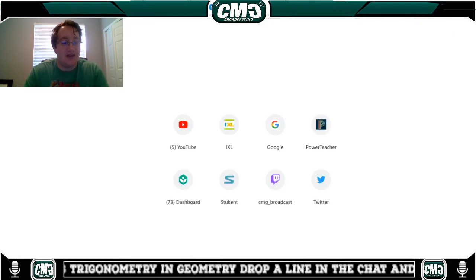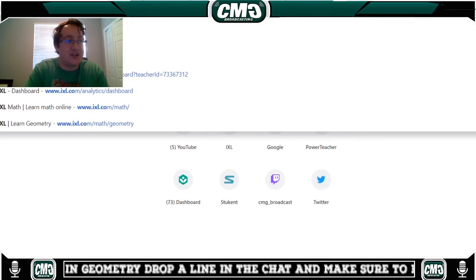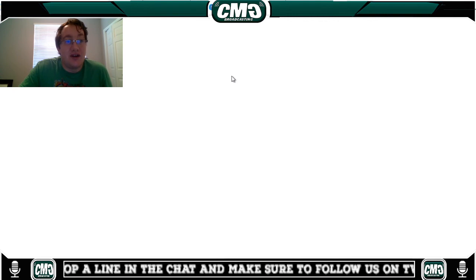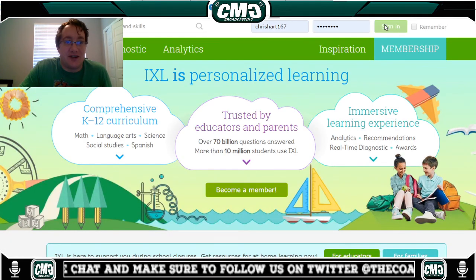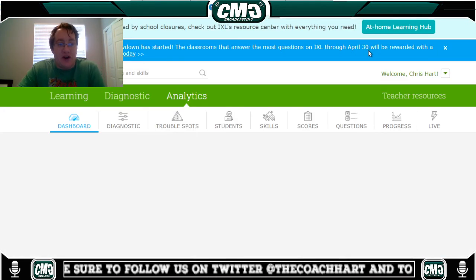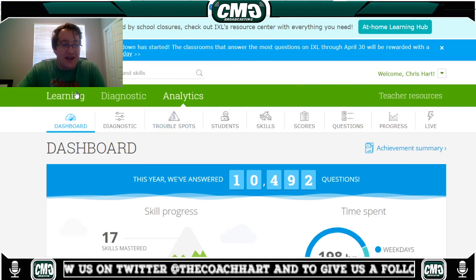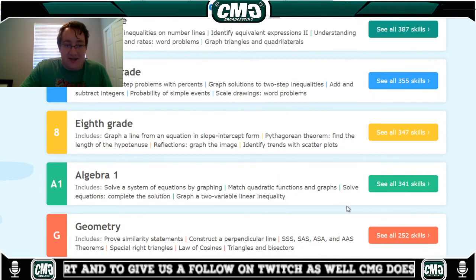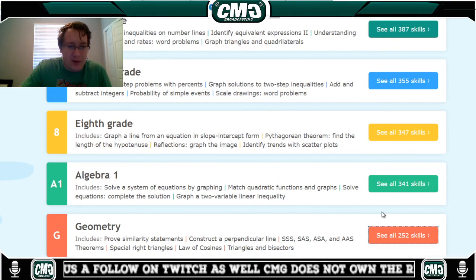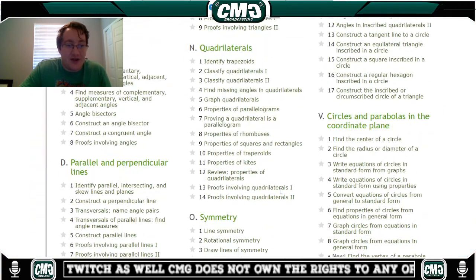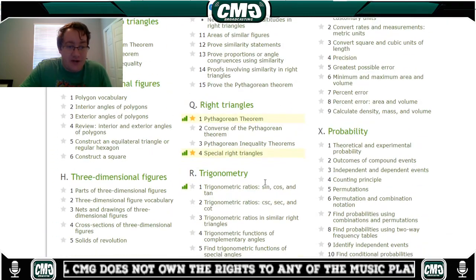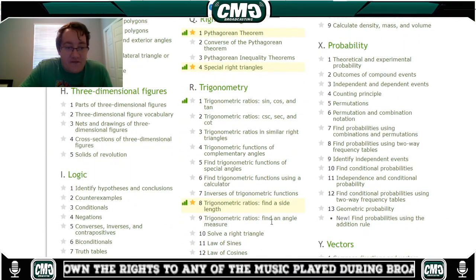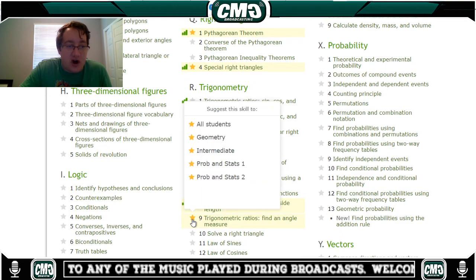With that being said, that is finding angles in triangles using trigonometric ratios. Make sure you get the Khan Academy done, and I will tell you, we will be doing an IXL on this. I'll show you what you are going to be doing in IXL. We will be going to geometry, trigonometry down in the R's, and finding an angle measure, R9 for that one.